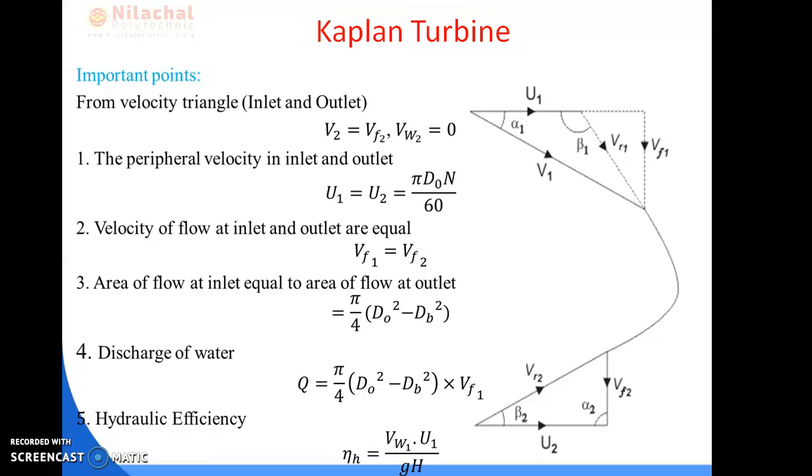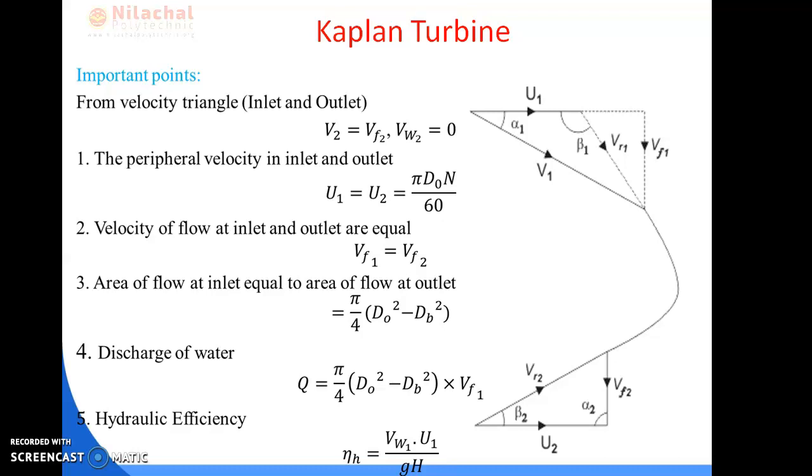into rho Q, divided by the kinetic energy per second. So what is the amount of water power? That is rho G Q H by 1000. So 1000 will be neglected. Next, we see that rho Q cancels out. Then we have Vw1 U1 by G H, where H is known as the head of water.